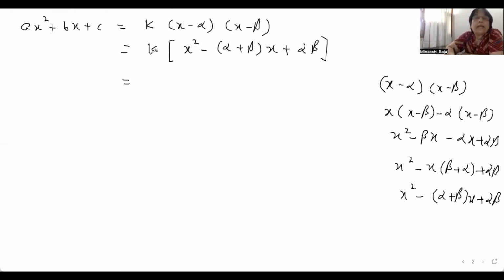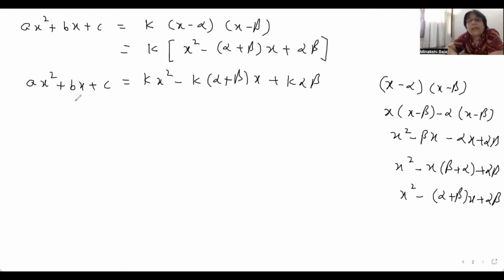Now multiply k with this bracket. You will have kx square minus k alpha plus beta x plus k alpha beta. This is equal to ax square plus bx plus c. Now compare the coefficients. How you will compare it? Coefficient of x square here is a, and coefficient of x square here is k. So a is equal to k.